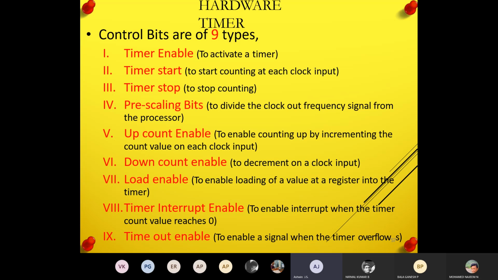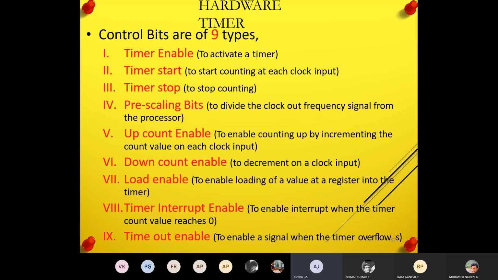And next is up count enable. Up count enable is used to count from lower to higher value, like incremented order. For example, 0 to 1, 2, 3 up to 10. And similarly, surely there will be a down count. Down count is decremented order. It will count from higher value to lower value, for example 10, 9, 8, 7, etc., until it reaches the value 0.